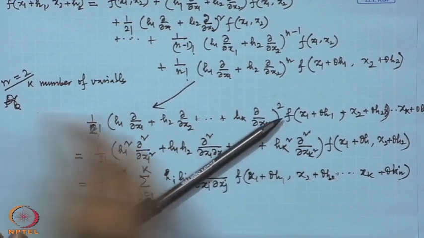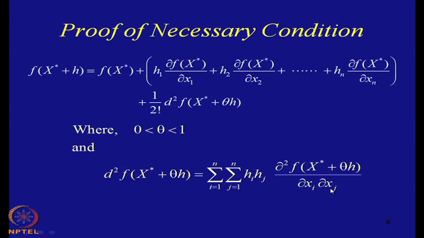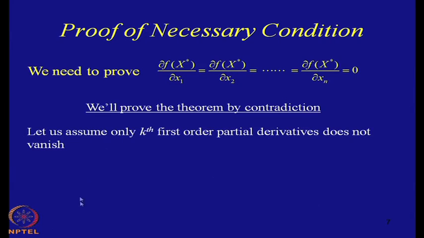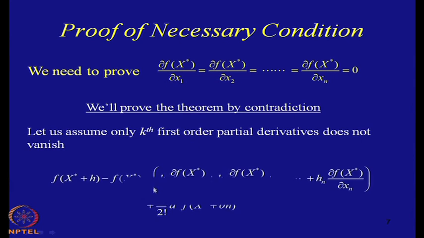Now, this is the same thing we have written with the Taylor series, and this is the expansion we need to prove. This is the necessary condition we are proving now. We want to prove that these terms are all individually equal to 0. We will prove the theorem by contradiction. We will consider that the first order partial derivatives are not all equal to 0. Let us assume that the kth first order partial derivative does not vanish. That means del f x star by del xk is not equal to 0, and all others are 0. Let us see what is happening then.